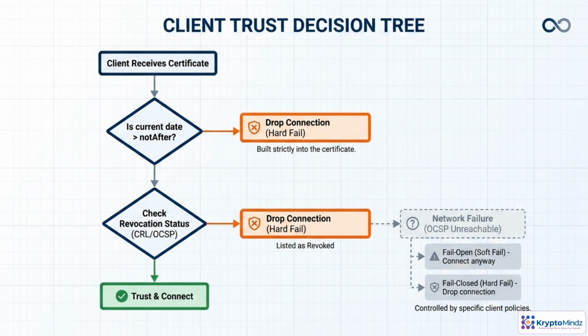When a client receives a certificate, it effectively walks through three checks. First, is the certificate within its validity period? If it's expired, the client must hard fail and drop the connection. Second, assuming the dates are fine, has it been explicitly revoked via CRL or OCSP? A revoked certificate is another hard failure. The tricky case is when revocation checks time out or are unreachable. At that point, client policy decides: fail open and risk trusting something bad, or fail closed and risk impacting availability.